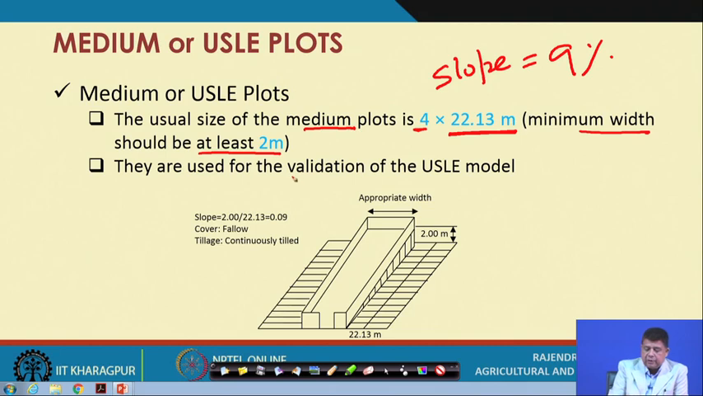And they are used for validation of the USLE models. We saw that not only validation, but also while estimating the universal soil loss equation, while defining various components, various factors, be it the conservation practice factor, the crop management factor, or the topographic factor, we always said that it is the standard USLE plot which is used as a reference. That is, all definitions come with reference to the USLE plot, and that is where the other term used is medium runoff plots or medium plots.